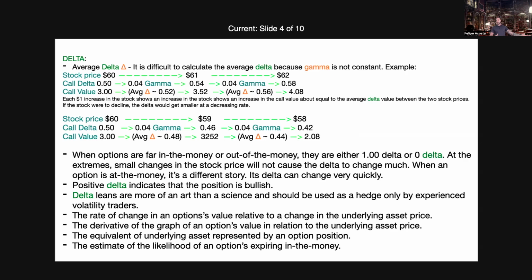Positive delta indicates a position that is bullish, meaning a long position. Delta leans are more of an art than a science and should be used as a hedge only by experienced volatility traders. Delta is the rate of change in an option's value relative to the change of the underlying asset price; the derivative of the graph of the option's value in relation to the underlying asset price. So these are basically when you use the charts to see the value of the option over time. It is the equivalent of the underlying asset represented by an option's position, and the estimate of the likelihood of an option expiring in the money.